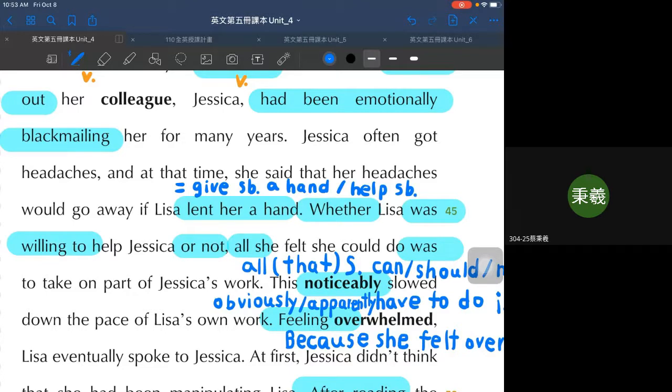And another phrase we're going to underline here. It says, whether Lisa was willing to help Jessica or not. So lend a hand, which means like help, right? And then whether or not. So we can have the phrase here, whether or not. You can also say whether or not Lisa was willing to help Jessica. Or you can also put or not in the end. But you can also say whether or not. So whether or not Lisa was willing to help Jessica. And here, please underline the phrase, be willing to, okay, be willing to do something.